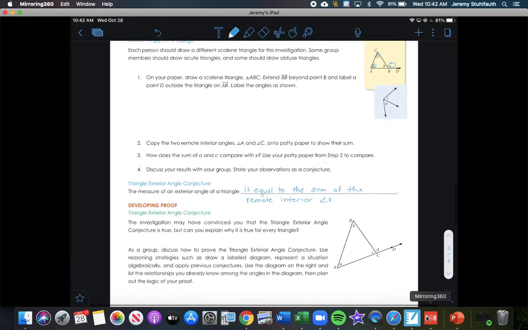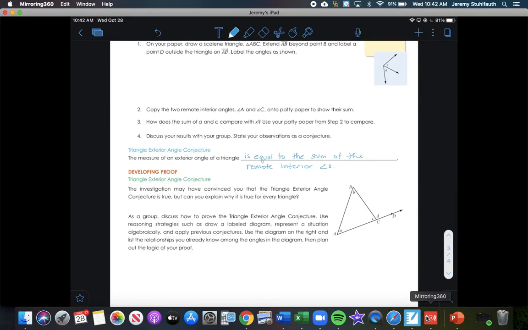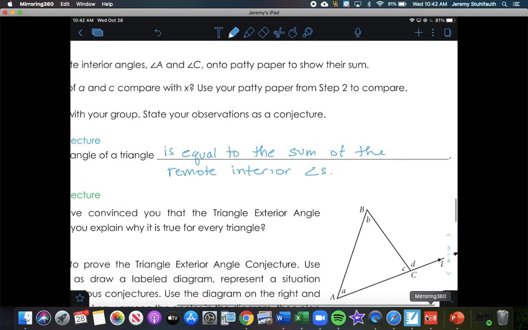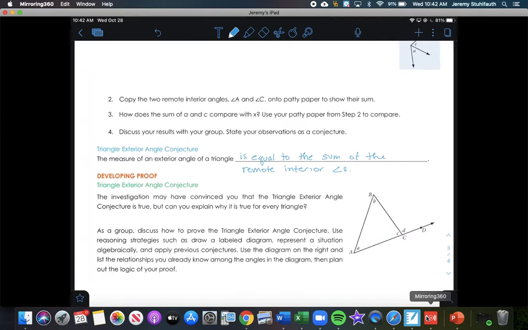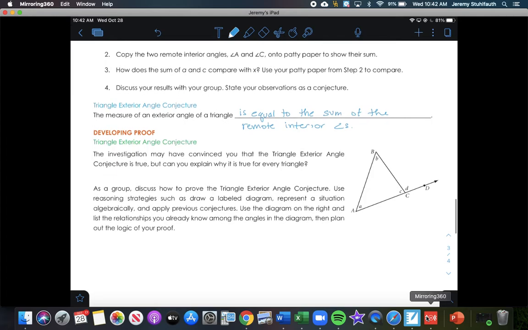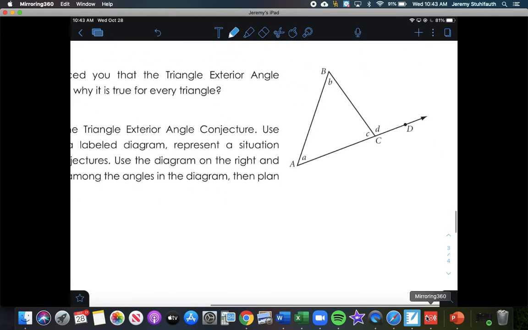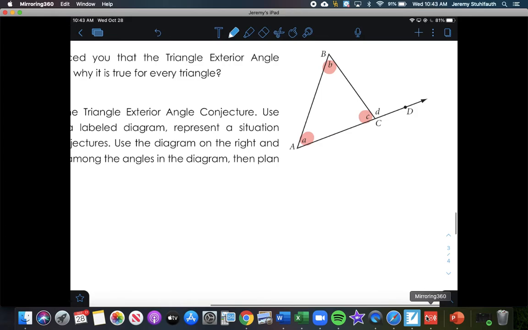Now, if we wanted to prove this conjecture, because remember, we made this conjecture based off of observations. If we wanted to prove that this conjecture was correct, we would need to use deductive reasoning. So let's think about this. Let's think about how we could prove this. What do we know about the sum of the interior angles? We know that the sum of the interior angles is equal to 180 degrees.